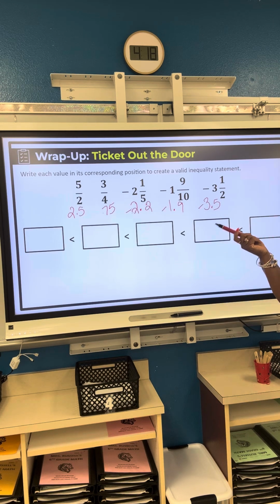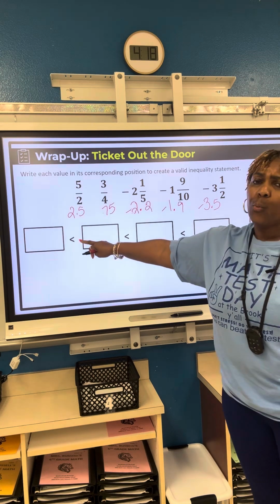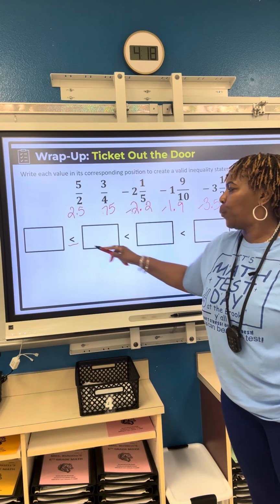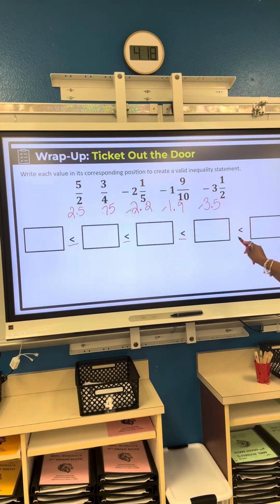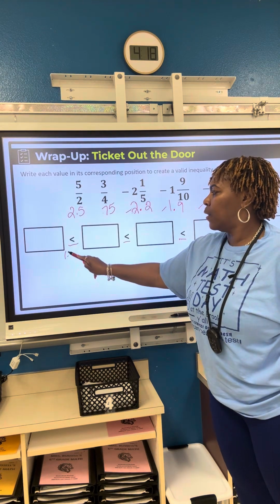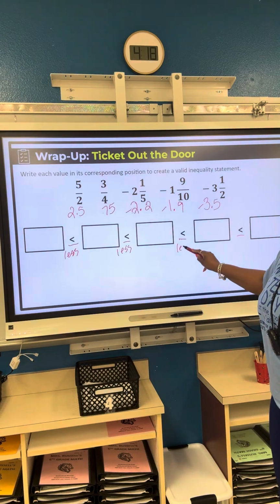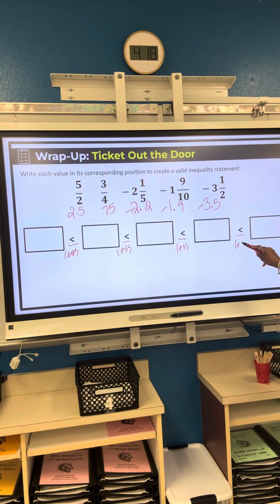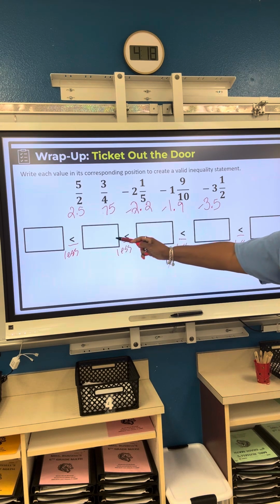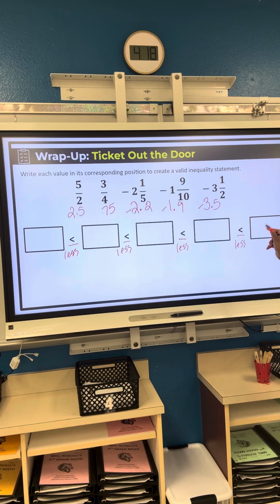Now that we have them in decimals, we can see how to place it better. Remember what I said. When the gator mouth opens to the right, it means less than. All of these mean less, because it's opening to the right, we're going to read it as less than. So basically, everything behind the last number is going to be less than that.